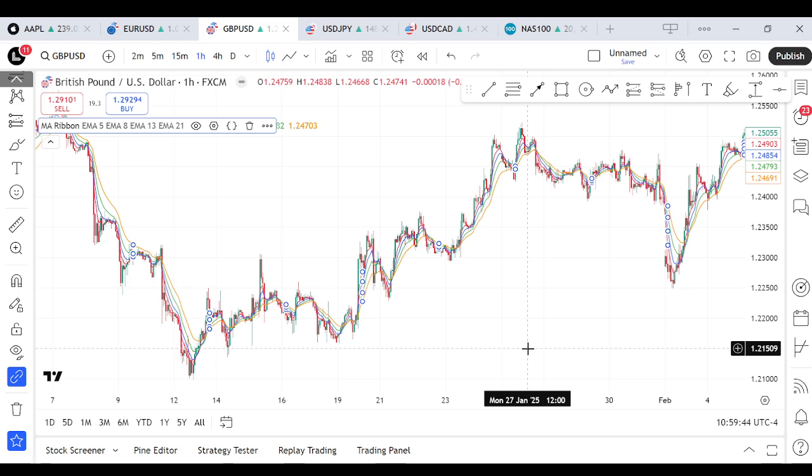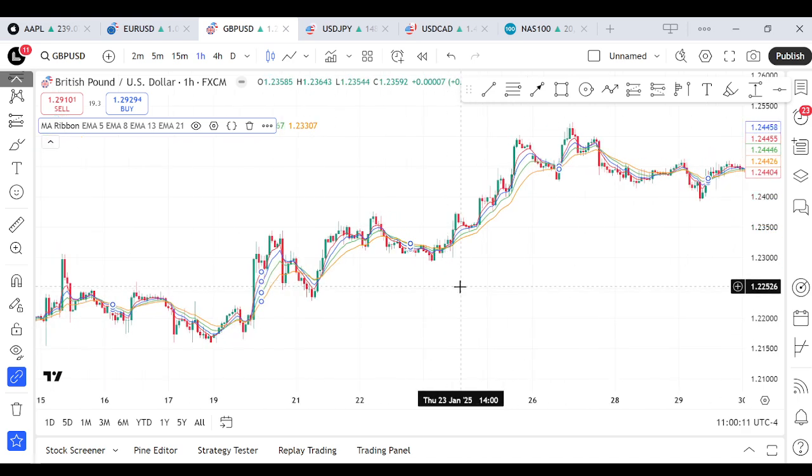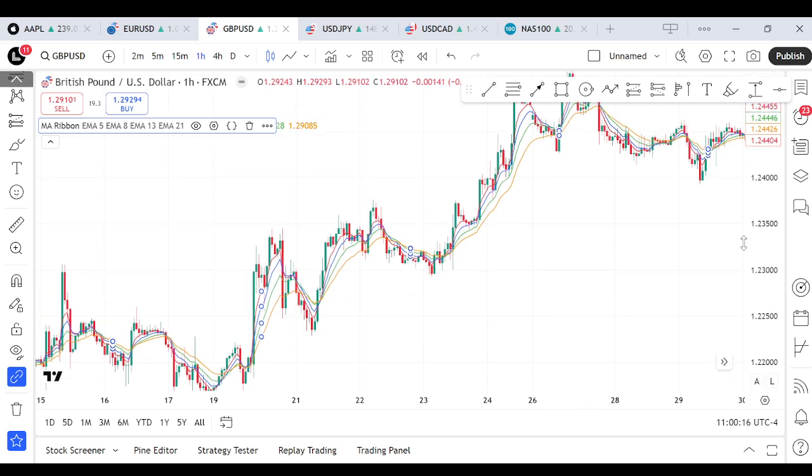The specific numbers are chosen because they are part of the Fibonacci sequence, where each number is the sum of the two preceding ones. This sequence has been observed in various natural phenomena and is believed to have significance in financial markets as well. This strategy works by plotting these Fibonacci-based EMAs on your price chart, and the EMAs with shorter periods like the 5 and 8 EMAs react more quickly to price changes, while the longer period EMAs such as the 13 and 21 EMAs provide a smoother representation of the overall trend.